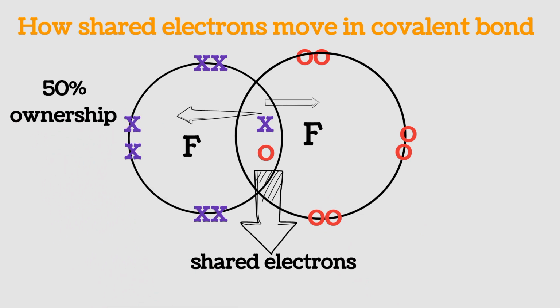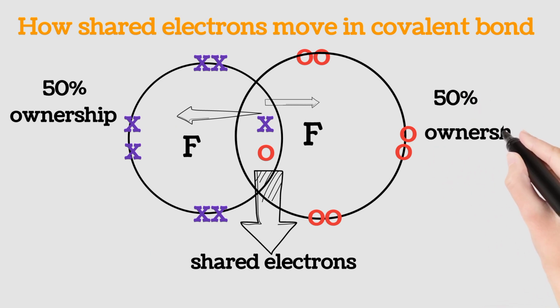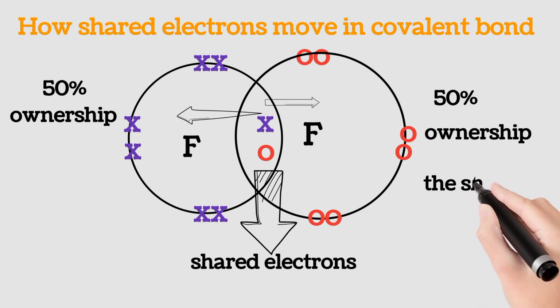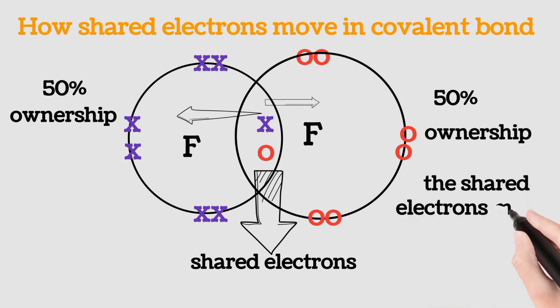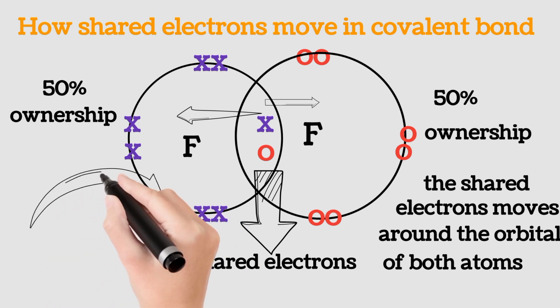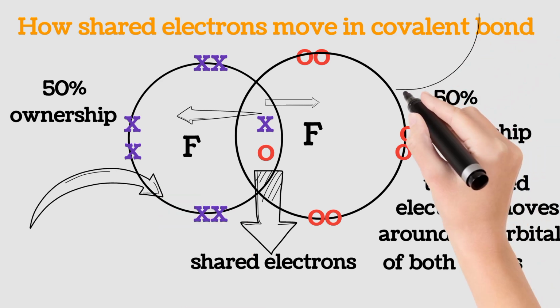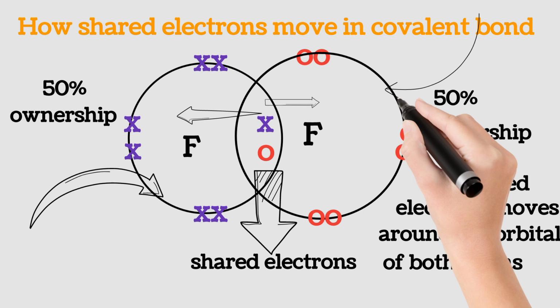You can see that this fluorine atom has 50% ownership, and this fluorine atom has 50% ownership of the shared pair. And therefore, we can say that the shared electron moves around the orbitals of both atoms. Let me repeat. The shared electron moves around the orbitals of both atoms. So we say that the shared electron belongs to both fluorine atoms. It belongs to this fluorine atom, and it belongs to what? This fluorine atom. So that is it.